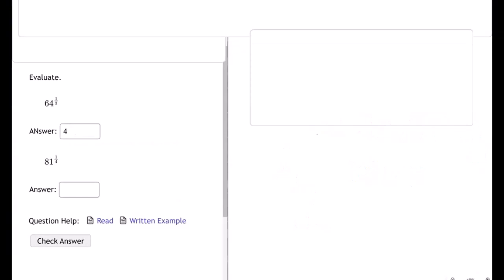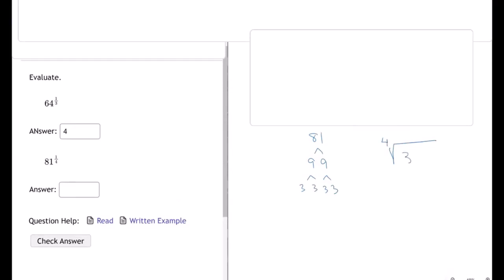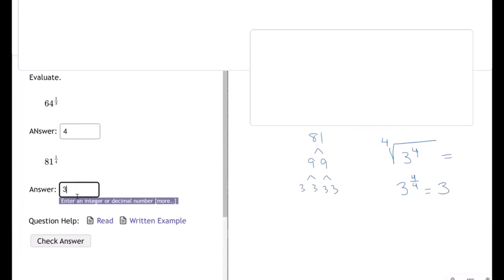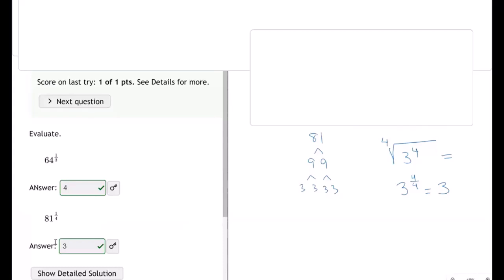I have 81, 9 times 9. These are both 3 times 3. I have 4 3's. I have the fourth root of 3 to the 4th power, which is equal to 3 to the 4 over 4, which is equal to 3. Actually, fractional exponents are really helpful sometimes. It makes it a little easier to see why things are happening.